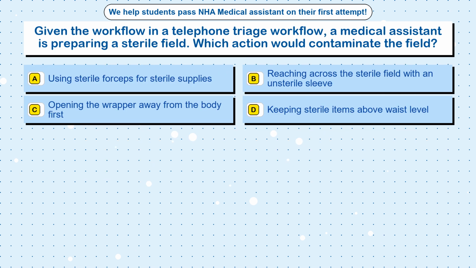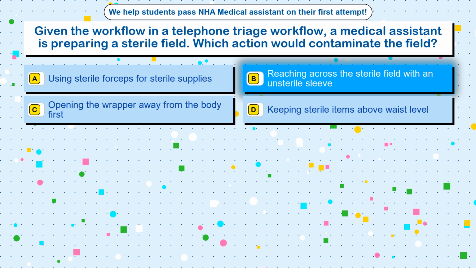Question 83. Given the workflow in a telephone triage workflow, a medical assistant is preparing a sterile field. Which action would contaminate the field? Option A, using sterile forceps for sterile supplies. Option B, reaching across the sterile field with an unsterile sleeve. Option C, opening the wrapper away from the body first. Option D, keeping sterile items above waist level. The correct answer is option B, reaching across the sterile field with an unsterile sleeve.